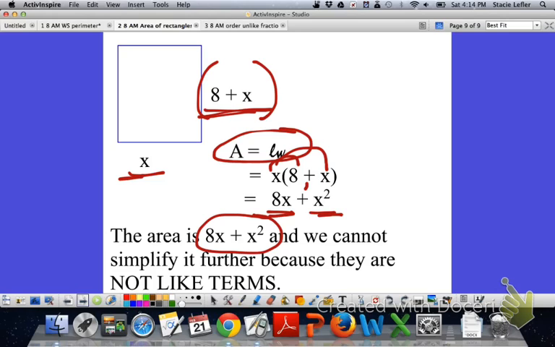And just to clarify, they're not like terms. Even though one's an x and one's an x squared, they are very different because they have different exponents. This is an x to the power of 1, and the other is x to the power of 2.